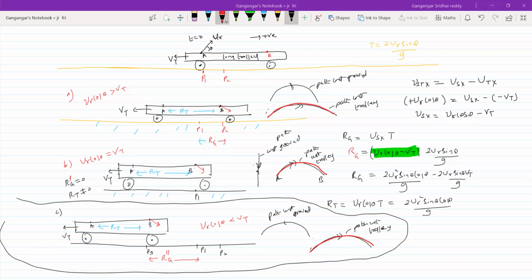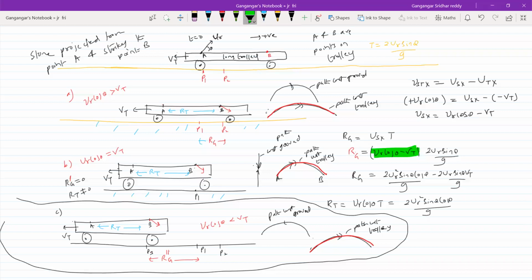I'll write that information. So stone projected from point A and strike the point B. A and B are points on the trolley. Okay, fine. So all the information. I think this is also very important.